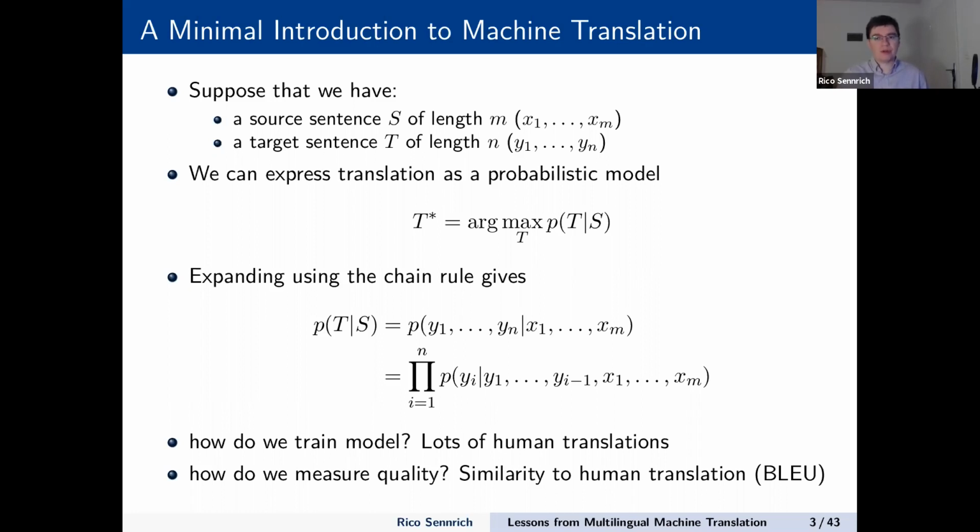Now, of course, we haven't seen the sentence that we want to translate before, so we have to decompose this into a sequence of units. We can just use the chain rule here. So the translation probability will then just be the product of each word, given all the previous words or symbols in the target sequence and all the words or symbols in the source sequence. So this is the mathematical model.